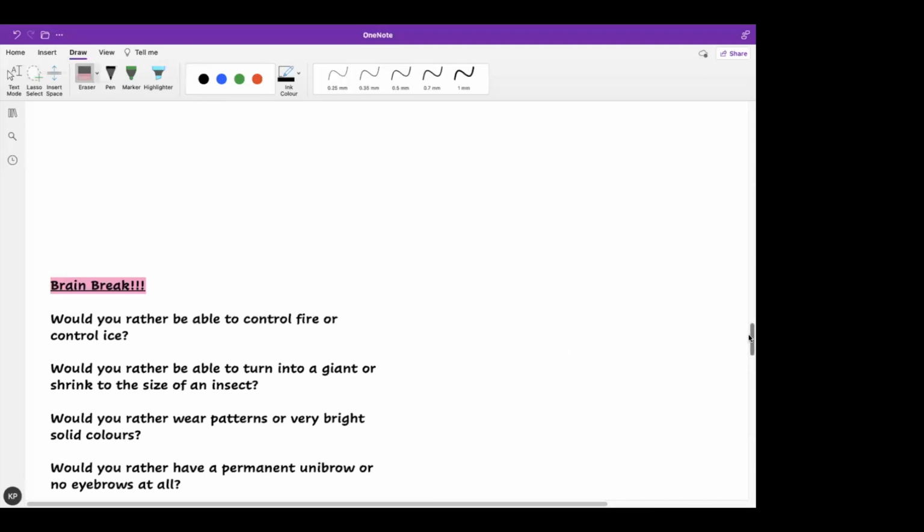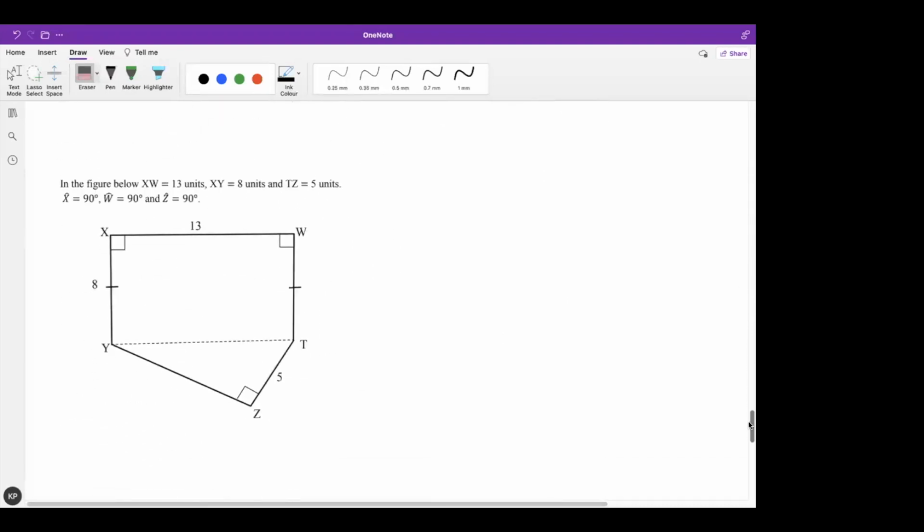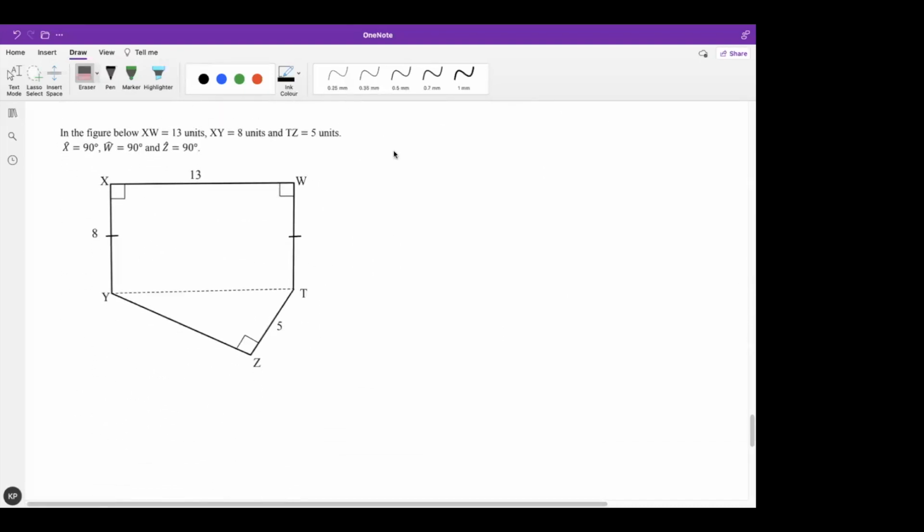Okay. Wonderful, guys. Our lesson was late, so we have to move on quickly. In the figure below, we have the following dimensions. We have 90-degree angles. And what I want from you guys is to find the side YZ. Okay. Let's find YZ.